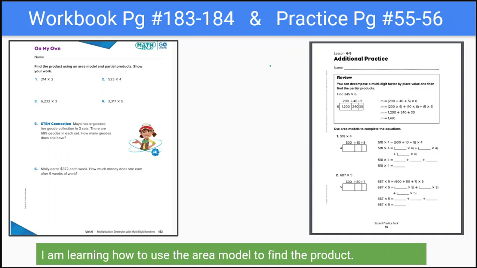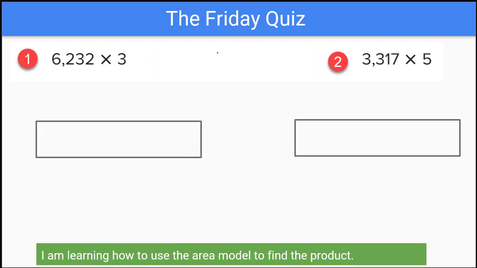Kids, today you're learning how to use the area model to find the product of 3 and 4 digit numbers. All right, well, on the Friday quiz, you have this, and I'm going to help you set it up, okay? We have 6,232 times 3. All right, we're going to put the 3 right there. And then we're going to decompose the 6,232 into 6,000, 230 and 2. All right, and then you divide it up like this, right?